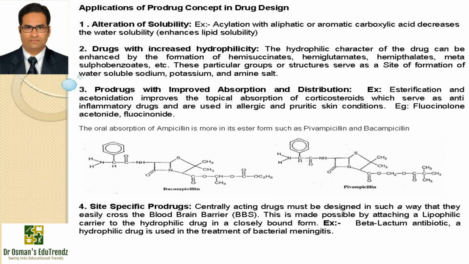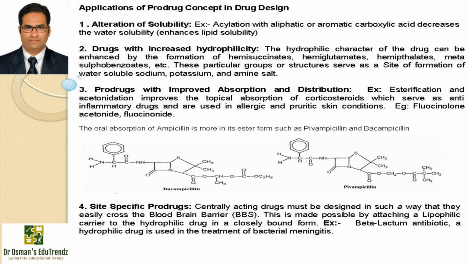So if we want to increase the lipid solubility of the drug, we can improve the lipid solubility by decreasing the water solubility. An example here is acylation with aliphatic or aromatic carboxylic acids. If we want to increase the hydrophilicity of the drugs, then we can go with the formation of hemisuccinates, hemiglutarates, hemiphthalates, metasulfobenzoates, etc. These particular groups of structures serve as the site of formation of water soluble sodium, potassium and amine salts.